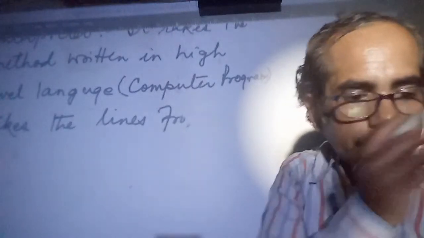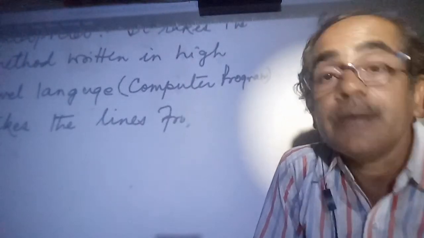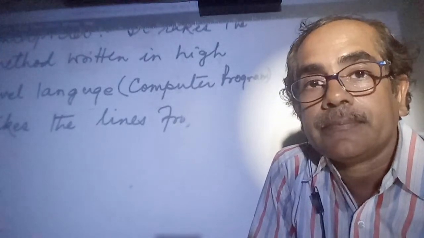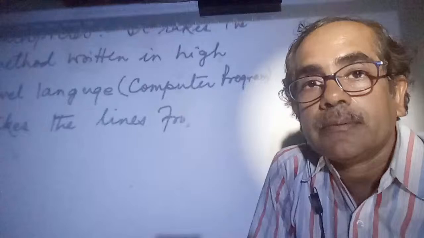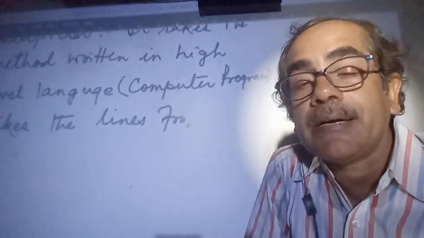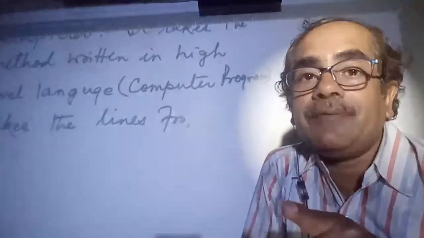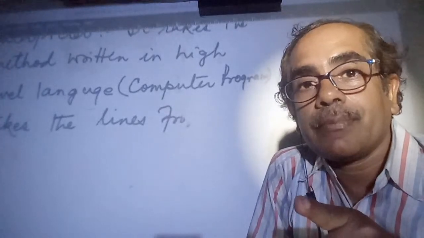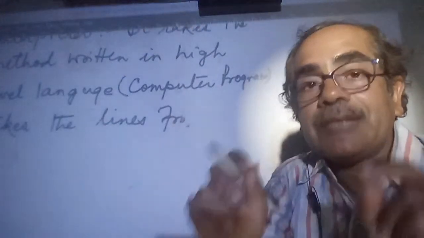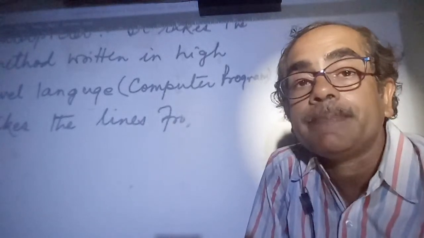Anyway, let us move to another translator, compiler. Compiler takes the whole program at a time. Compiler is also a high level language translator to machine language. Compiler takes the whole program at a time, checks the whole program for errors at a time, and wherever in whatever lines there are errors, it prompts if it is error containing.